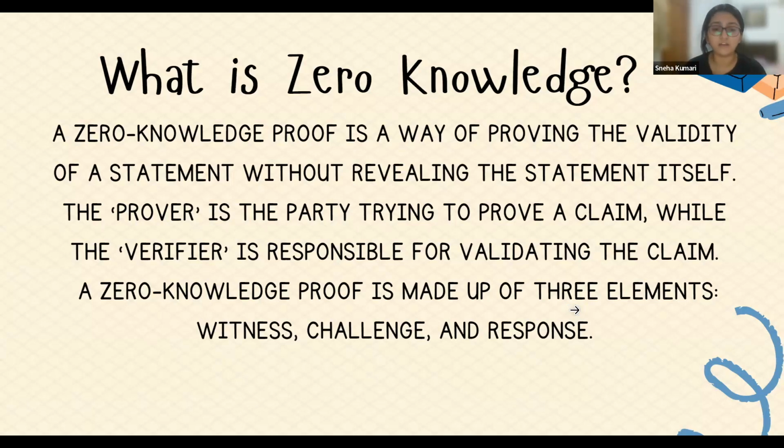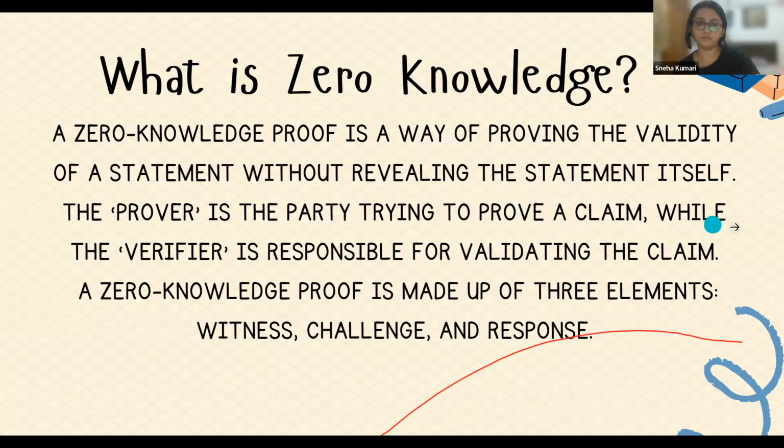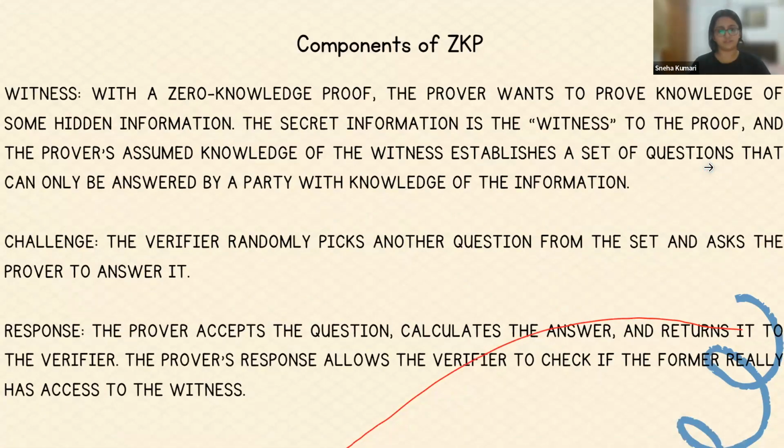So if you look at the whole structure when we're talking about zero knowledge proof, there are three elements that we talk about here. One is the witness, the other is the challenge, and the third is the response. Okay, so the witness is whatever knowledge the prover is trying to prove when we're talking about zero knowledge proofs. It is some hidden information, and that information is the witness to the proof.